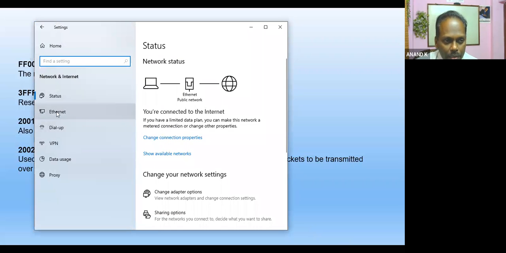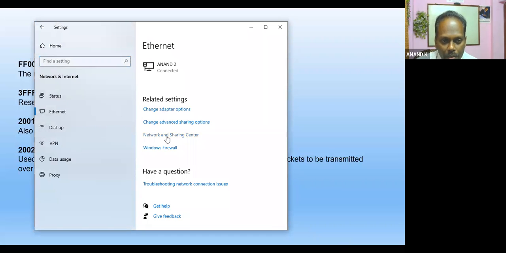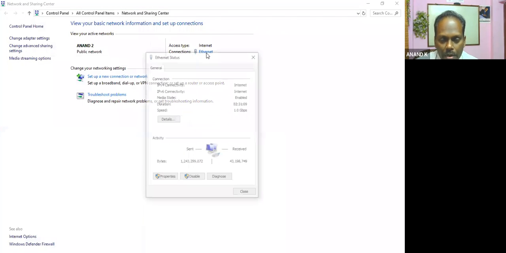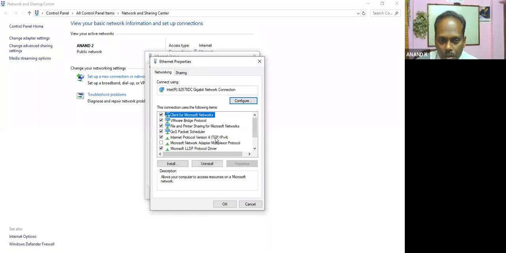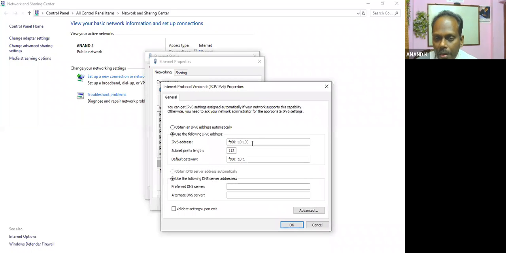Where is this? Ethernet. Network and Sharing, not this. You see this Ethernet. How do I assign my V6 address? I'll say properties. You enable this V6. Okay, properties. You can write it here. Already I have written here FC00 colon 10 colon 100 slash 112. My gateway is so and so. It is already validated and executed.